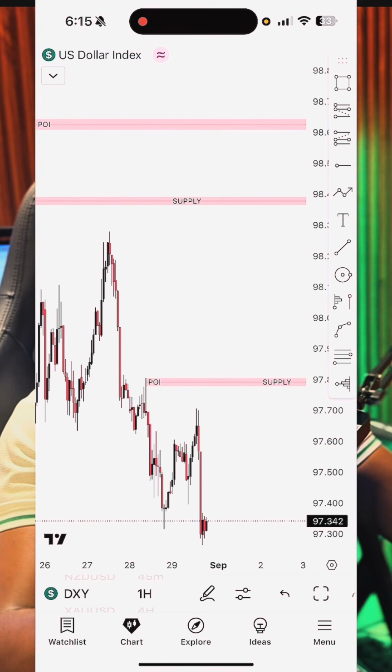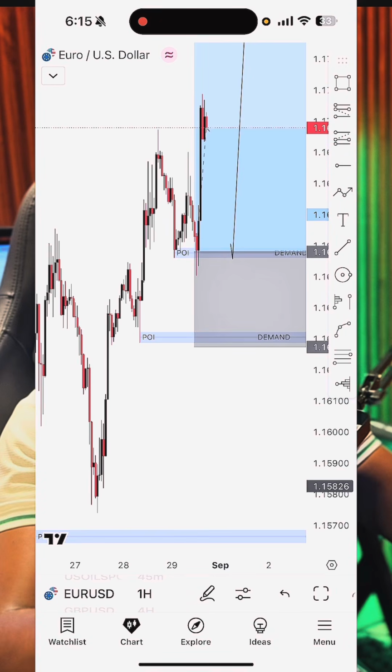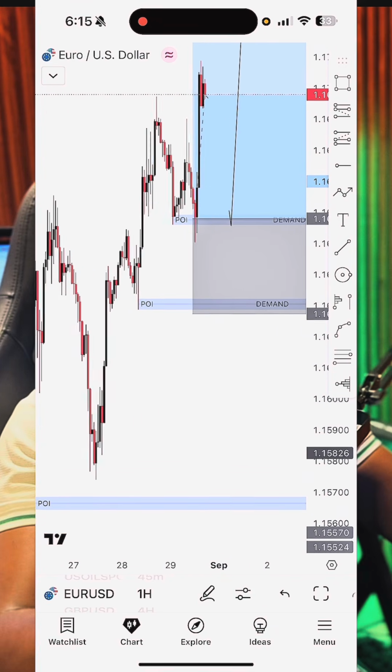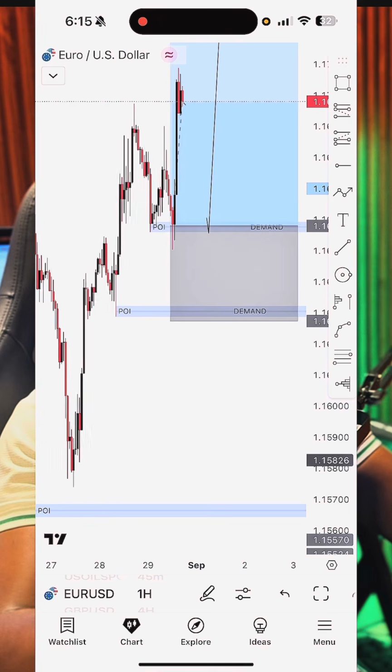Okay, so moving forward, like I said, if you see supply zones on your DXY chart, you should quickly go on your EURUSD chart and you will see the opposite, which is you should expect to see demand zones. So let's head over to our EURUSD chart now. So we are on our EURUSD chart, and as you can see, we have demand zones printed on our chart, just like how I said.